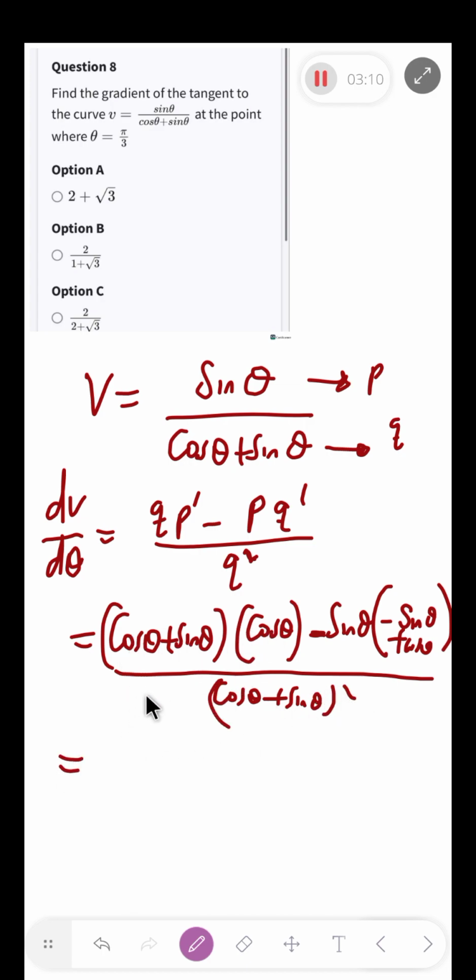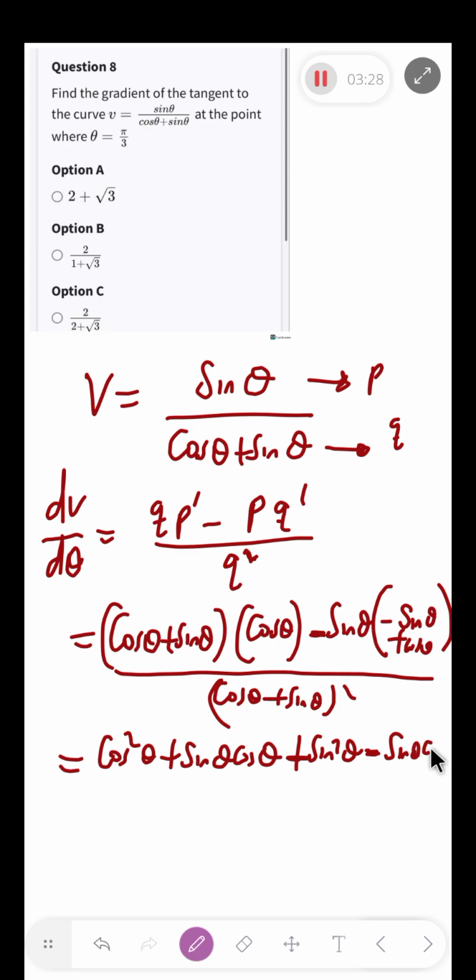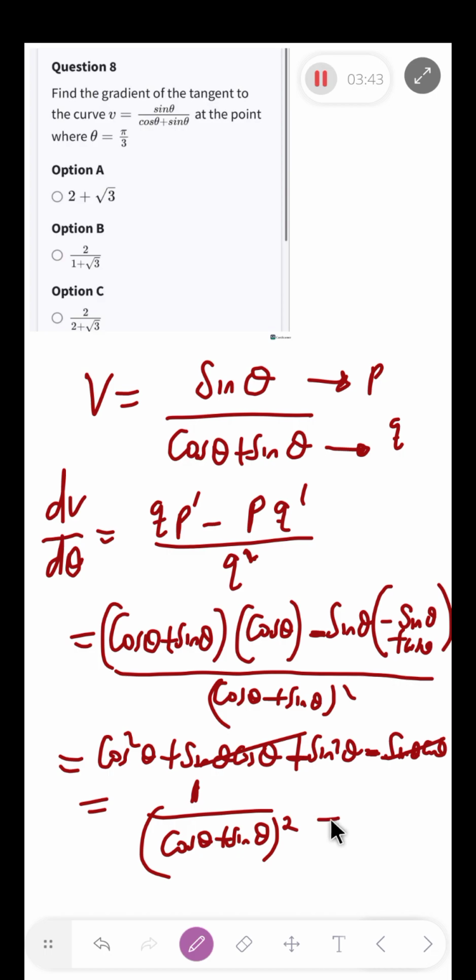And in this case, if I open up this bracket, I have cos squared theta plus sin theta cos theta, minus sin theta times this, that's plus sin squared theta, then minus sin theta times cos theta, that's minus sin theta cos theta. So this cancels this, I'll be left with cos squared theta plus sin squared theta, and that's 1. That's 1 over (cos theta plus sin theta) all raised to the power of 2.